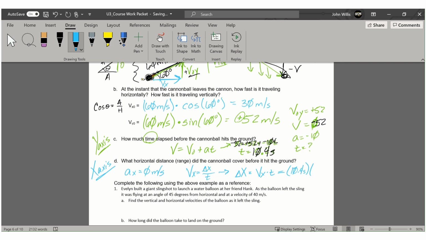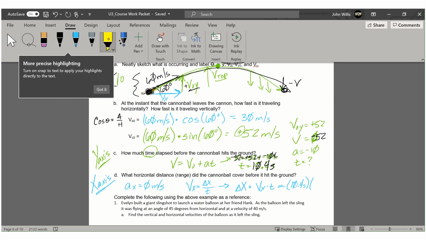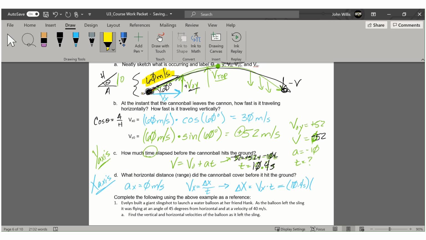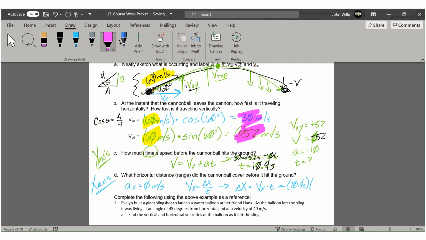Here's where I want you to be very, very, very careful. Notice at no point here have I gone back and used 60 meters per second. 60 meters per second was used exclusively to find those individual pieces. That's another good color I want to go with. Let's go with pink. The horizontal piece and the vertical piece. That is what the 60 was used for.